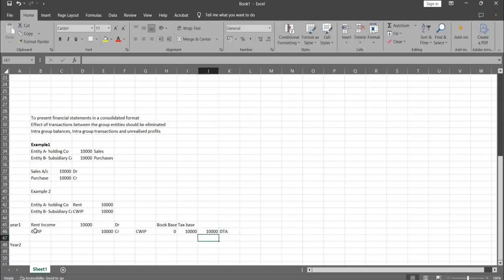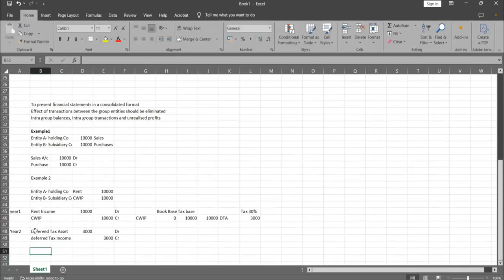Tax rate is 30%, for example. So a DTA of this into 30% will be recorded. So we will pass a consolidation adjustment entry where we debit deferred tax asset by 3,000 rupees and credit deferred tax income by 3,000 rupees. So these two entries we will have to post in year 1.